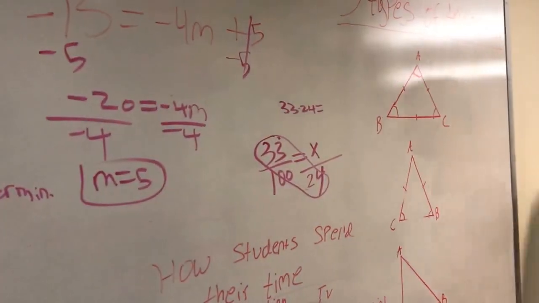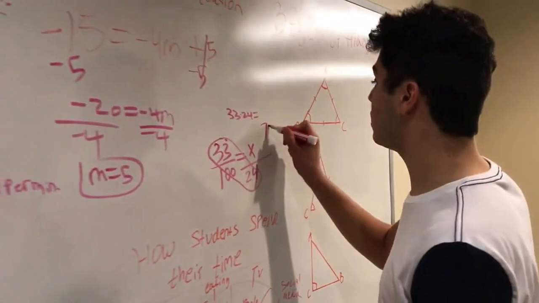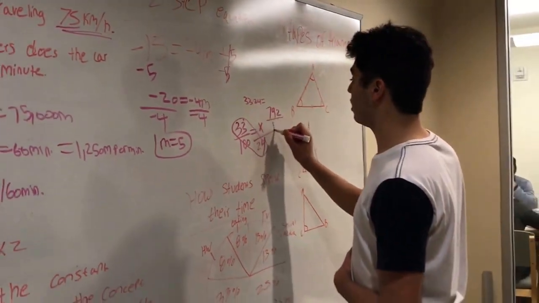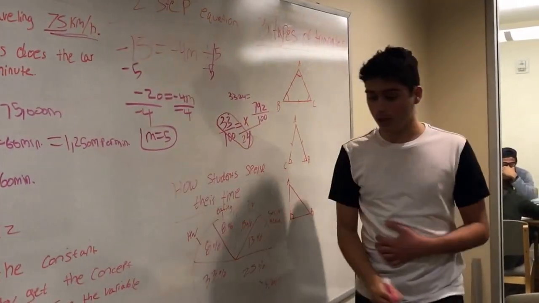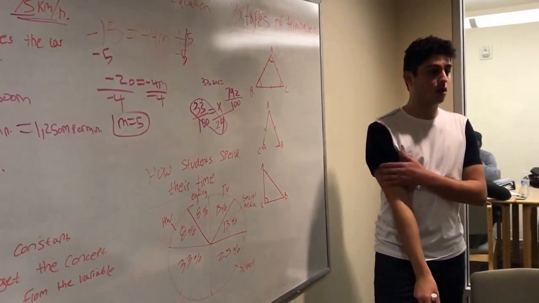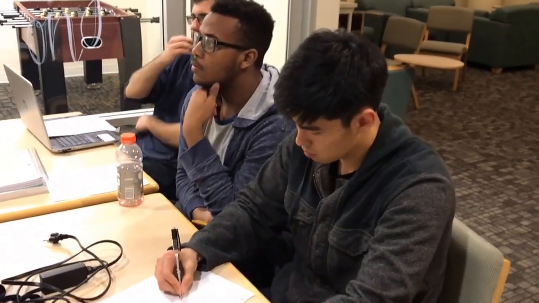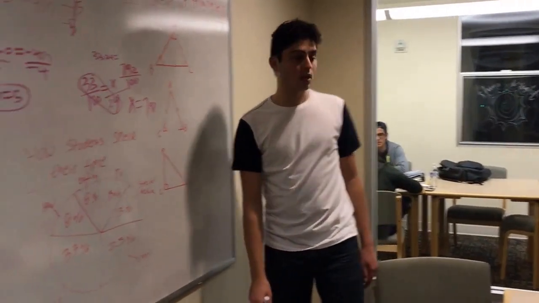I got 792. So now we're going to do 792 over 100. And what's the answer for that? It's 7.92, and that's roughly 8. Perfect. So a student basically sleeps 8 hours a day. That sounds realistic, right? Okay, perfect.